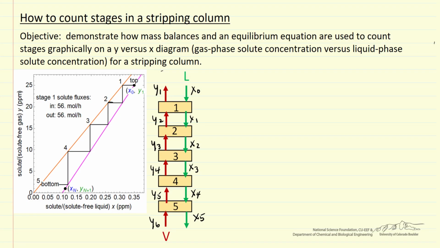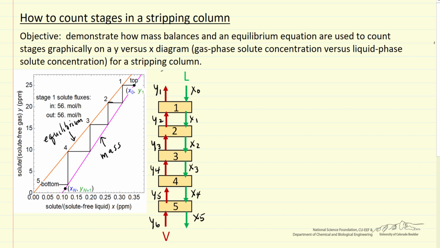When we analyze a stripping column to determine the number of stages, we look at a plot of solute ratio. The y-axis is for the gas phase, and the x-axis is for the liquid phase. And we have two lines. This line is a mass balance, and this line is the equilibrium line that relates liquid and vapor phases that are in equilibrium. And this is Henry's law, so it's a straight line because we're at low concentrations.